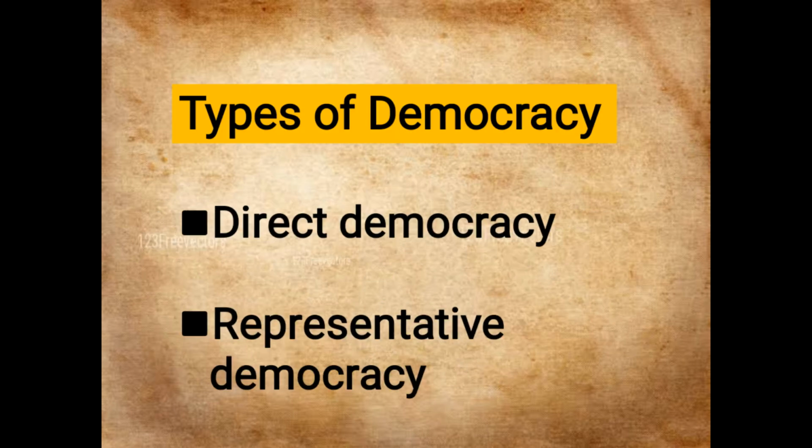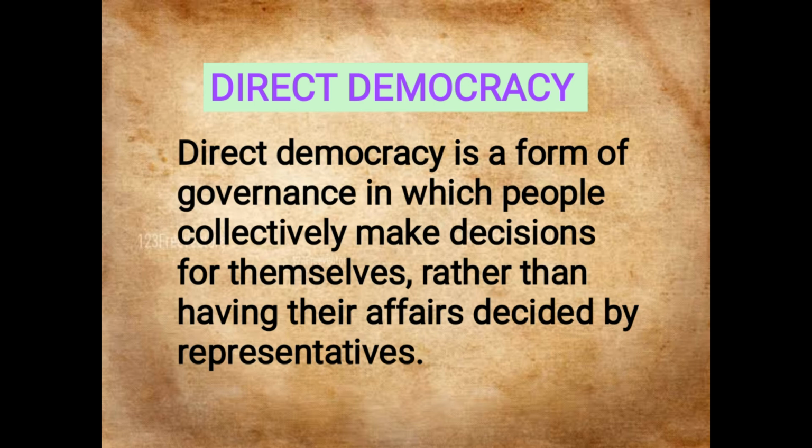First of all, we must know that democracy is of two types: direct democracy and representative democracy. Direct democracy is a form of governance in which people collectively make decisions for themselves rather than having their affairs decided by representatives. Direct democracy is classically termed pure democracy.